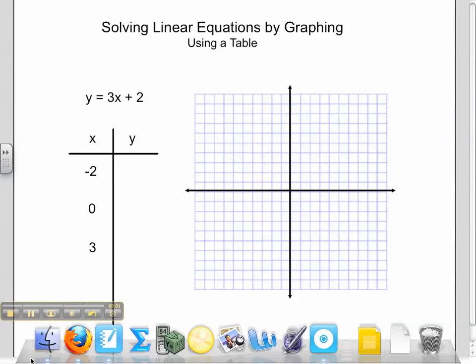Hi, welcome to the tutorial on solving linear equations by graphing. Today we will be using a table to create our graph.